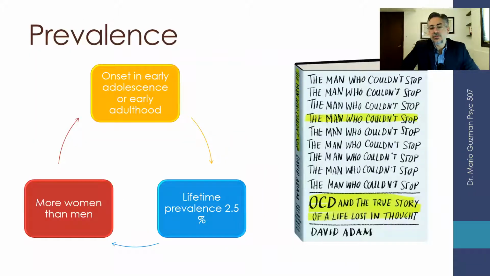So I suggest you buy this book, The Man Who Couldn't Stop by David Adam. It's a biography of a guy with OCD and how he faced his OCD and how CBT helped him with his OCD and so on. There's an onset in early adolescence or early adulthood. The lifetime prevalence is 2.5%, so it's not as prevalent as the others, and more women than men.